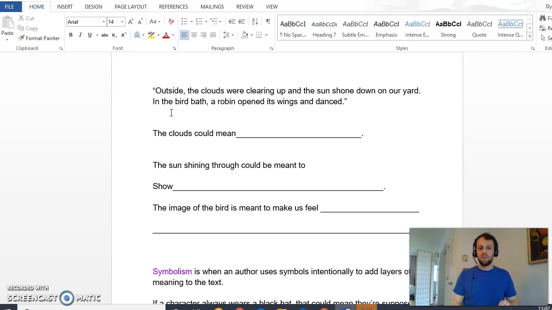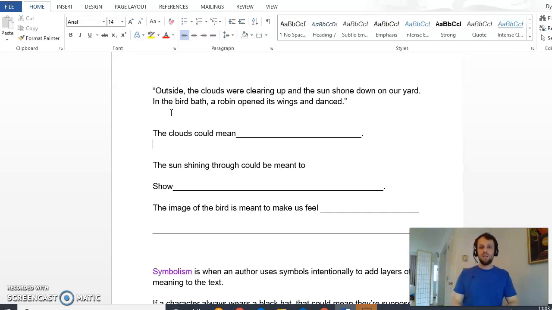But in this example, the clouds are clearing up, so the clouds are going away and the sun is coming in. So the sun, by contrast, is bright, generally represents hope. It represents illumination, knowledge, happiness. And so in this sentence, we're going from darkness and depression and hopelessness into hope and happiness and warmth and light. And then additionally, we have the bird, the robin, opening its wings and dancing in a bath.